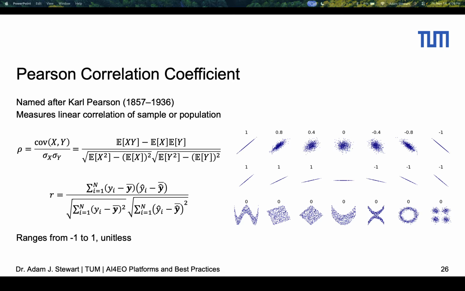-1 isn't really a problem. I could just flip all of my predictions and then it would become 1. So the goal is to get a large number, preferably 1, but -1's good too. 0 is bad.